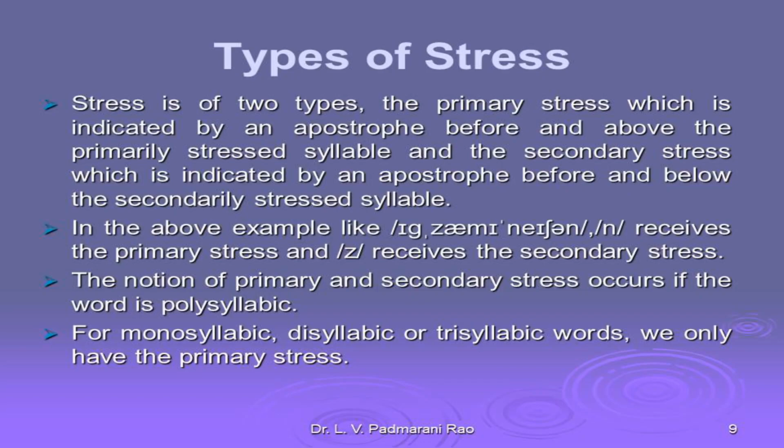The secondary stress is marked with an apostrophe below and before the secondarily stressed syllable. So in examination, the syllable before tion definitely has got the primary stress, but za also is emphasized, and it is called secondarily stressed. If the words are polysyllabic, the notion of secondary stress enters in. Otherwise, for monosyllabic, disyllabic and trisyllabic words, we have only one stress, and that is primary stress, which is indicated with an apostrophe above and before the stressed syllable.